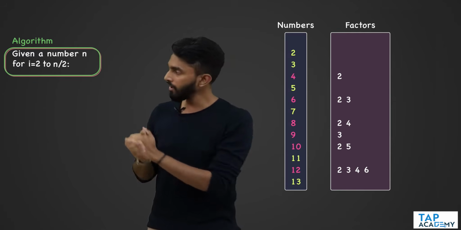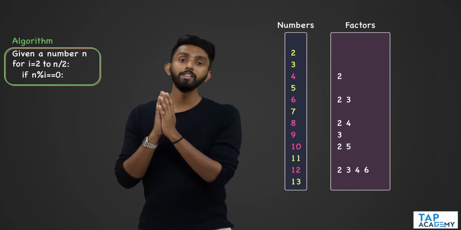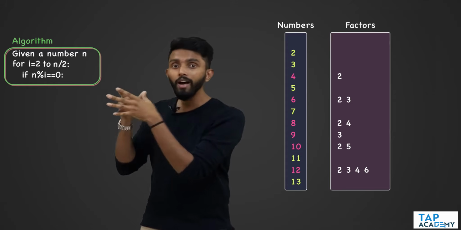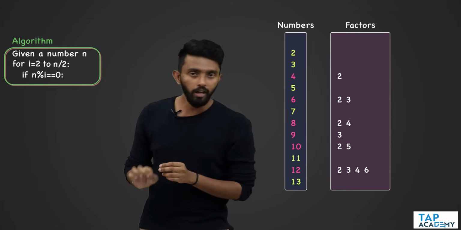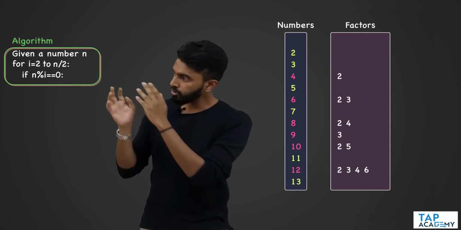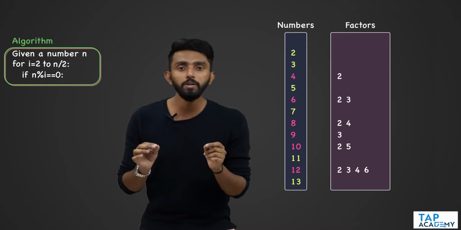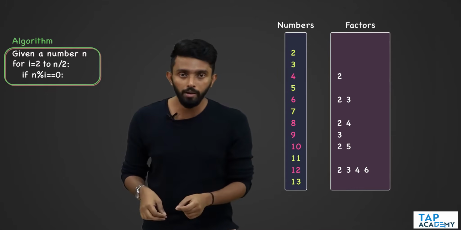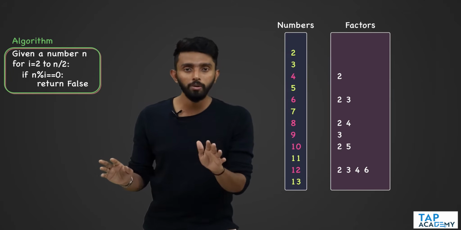Which means I'm coming here and I will just check whether this number has a factor or not, whether the i value is a factor or not. So what will I do? I'll take the n value, divide it by the i value, and check if the remainder is equal to 0. If the remainder is equal to 0, 100% it is a non-prime number, and hence I will return false, meaning it is not a prime.